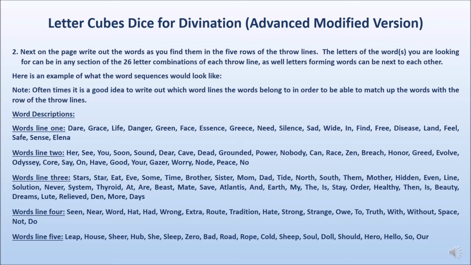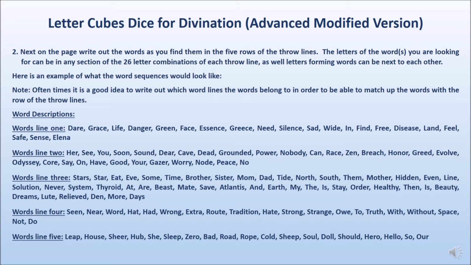For words line 4, the following words were seen: near, word, hat, had, wrong, extra, route, tradition, hate, strong, strange, owe, to, truth, with, without, space, not, do.